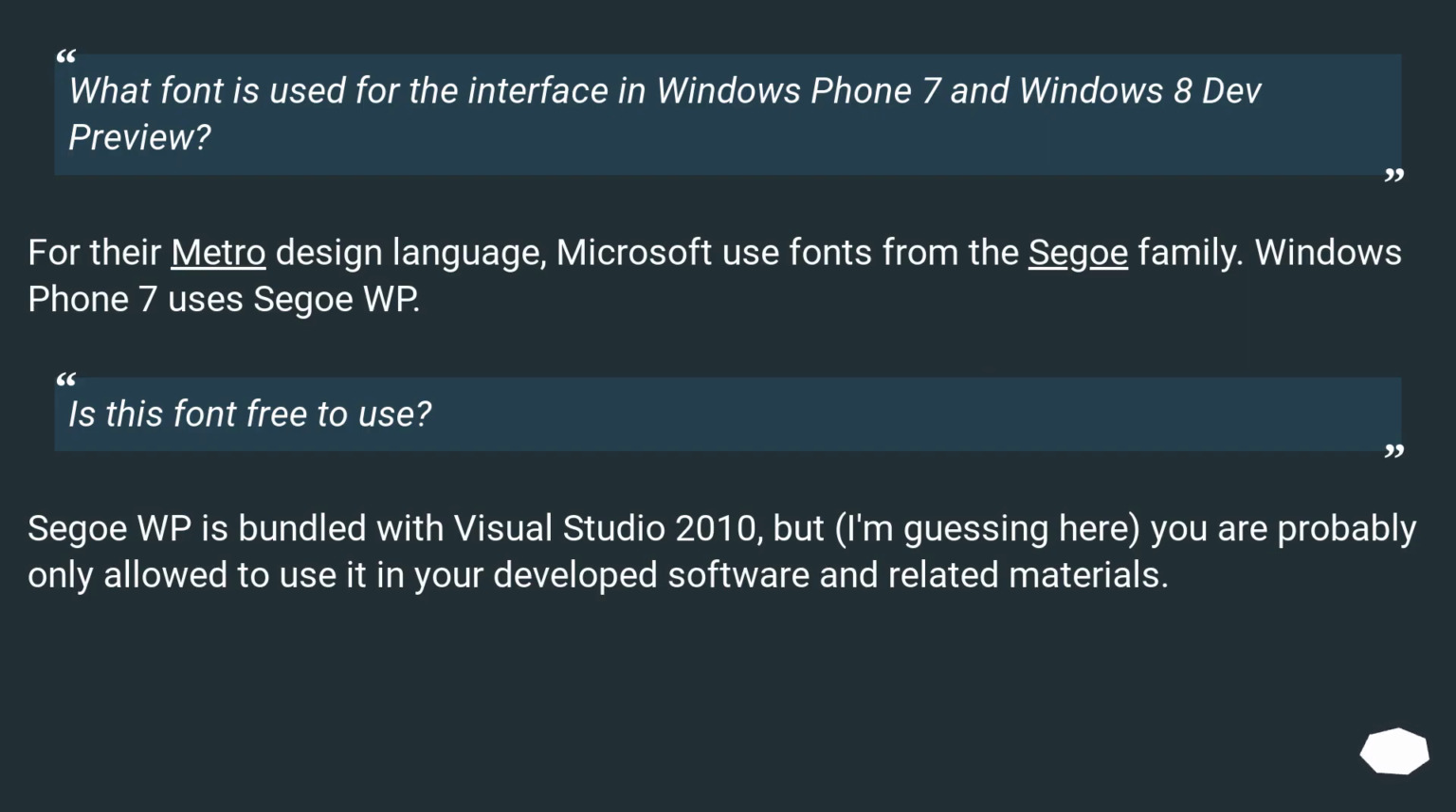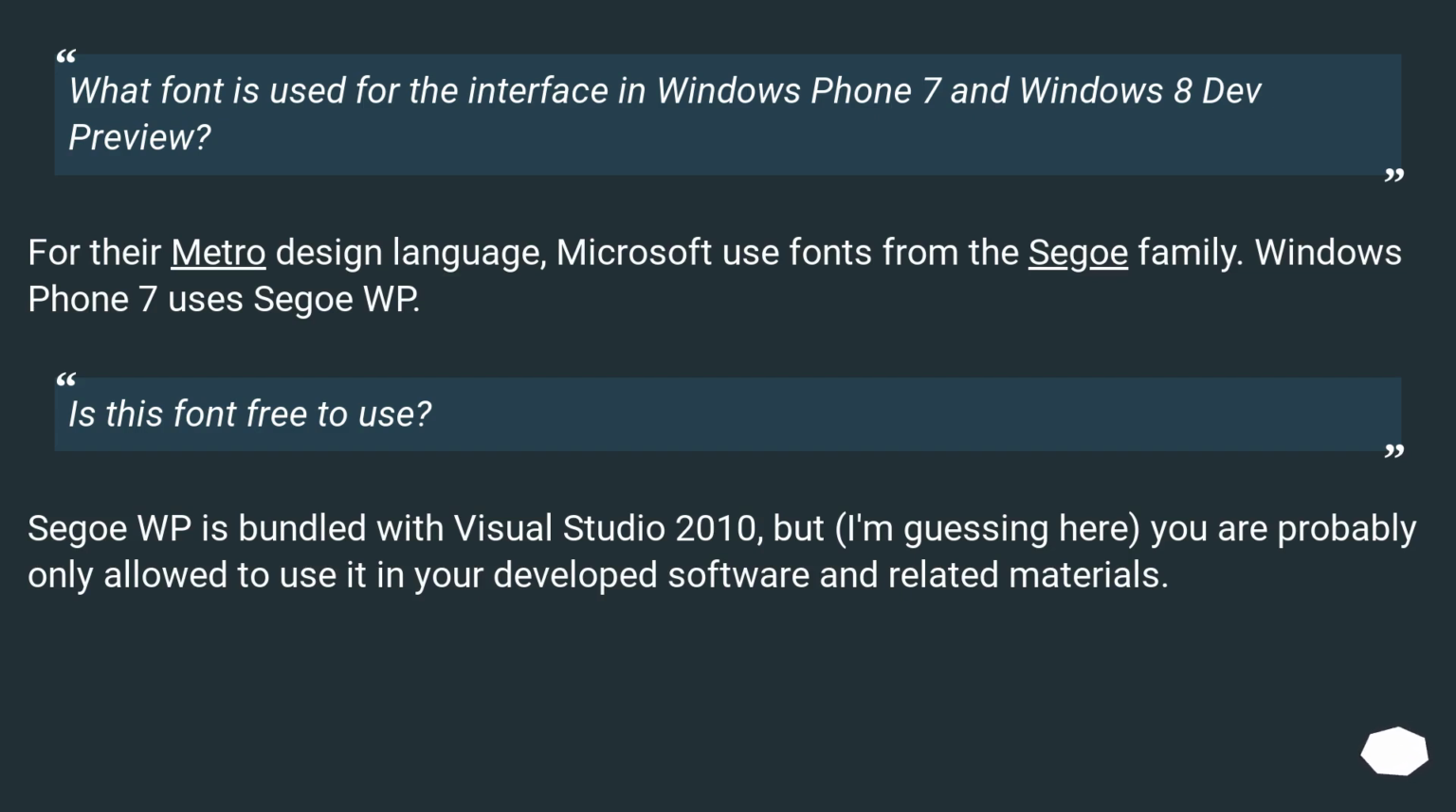What font is used for the interface in Windows Phone 7 and Windows 8 Dev Preview? For their Metro design language, Microsoft use fonts from the Segoe family. Windows Phone 7 uses Segoe WP.